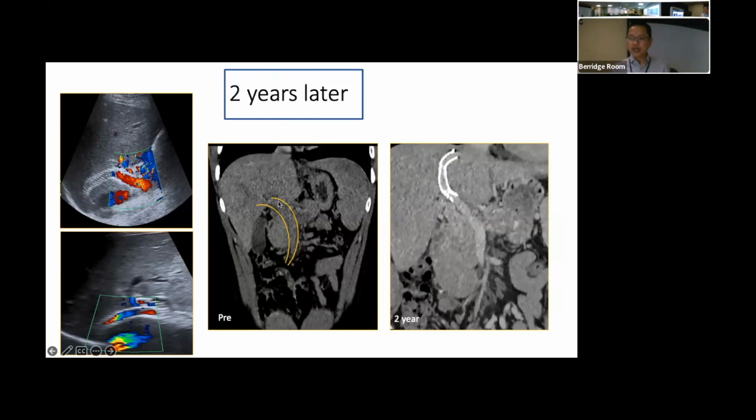This was his initial presentation with complete occlusion. And you can see here the TIPS itself is patent 2 years later, and also the SMV is patent. He's doing remarkably well, this patient. And the follow-up ultrasound shows patent portal venous system.